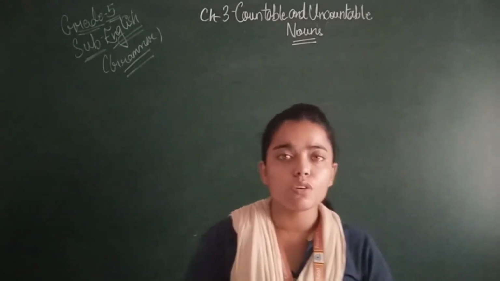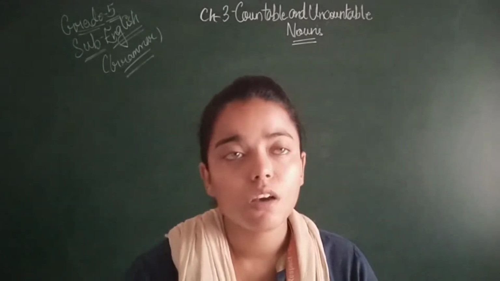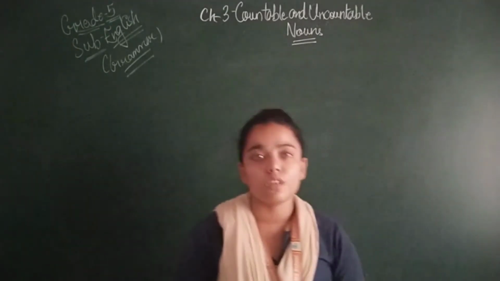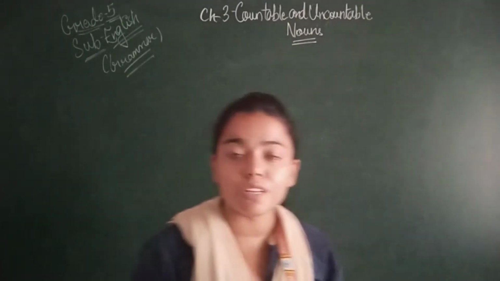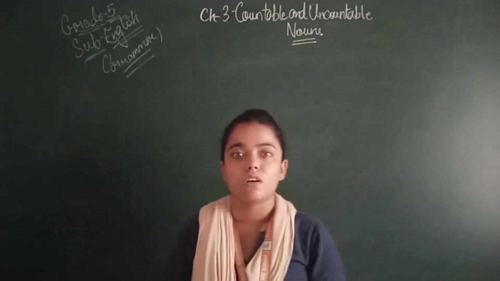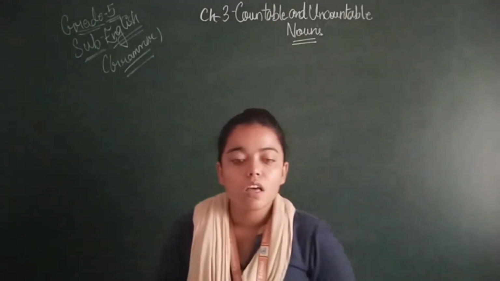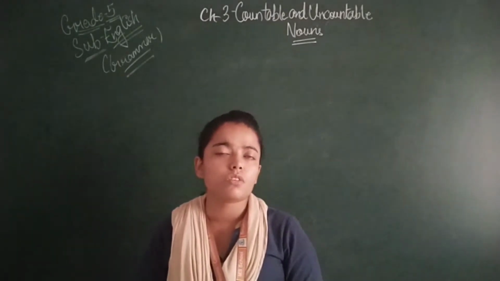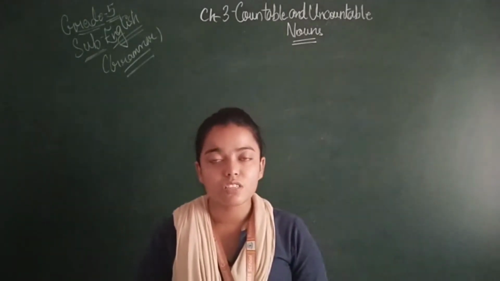As you all know, what is a noun? A noun is a name of a person, place, animal or a thing. But by this only we can't identify whether it is a countable or uncountable noun. So what is a countable noun and what is an uncountable noun? We will have a look at the definitions and their examples, and some important things about the countable nouns which are given in your grammar textbook.